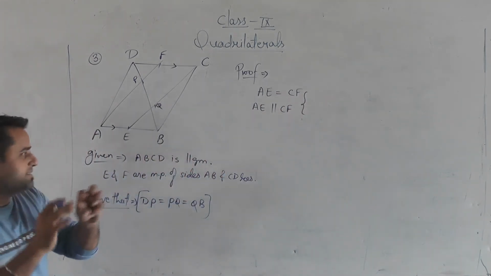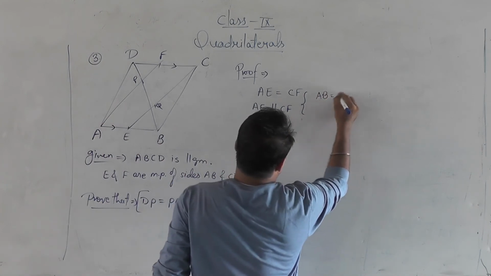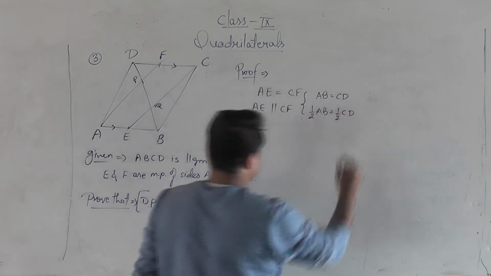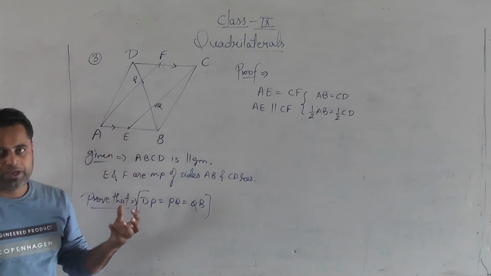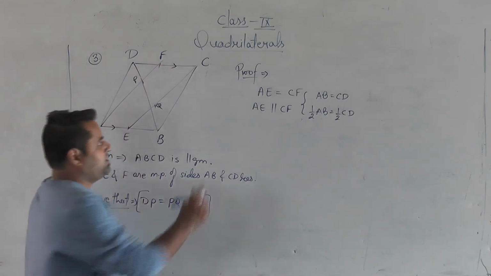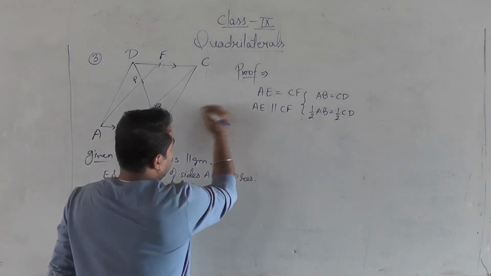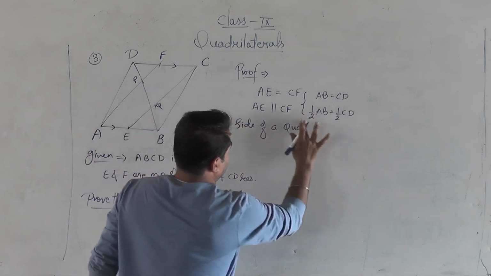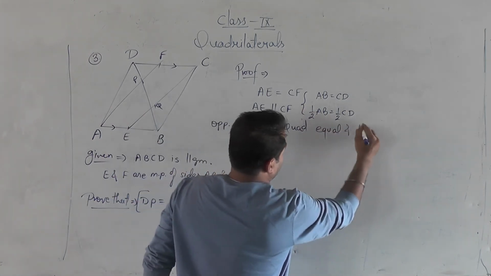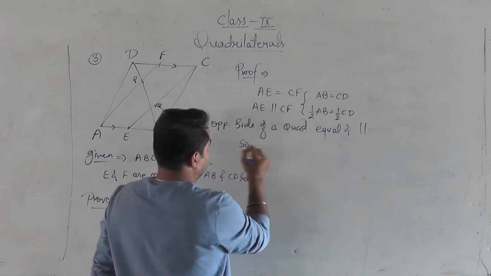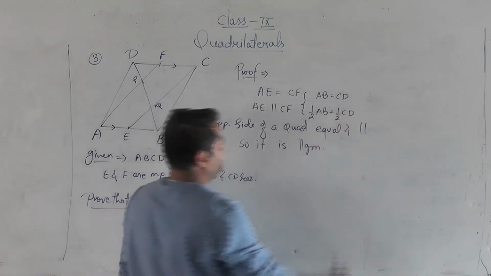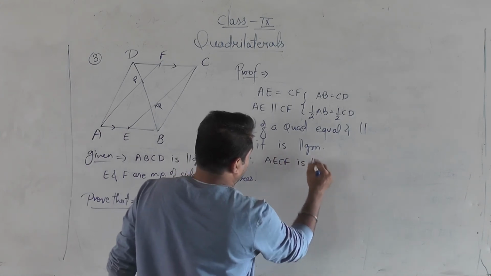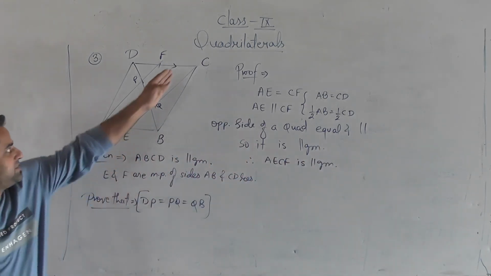Why is it so? The reason behind that is AB and CD are equal and parallel. Okay. So half of AB and half of CD, since they are the midpoints, their halves will also be equal, because the sides are equal. So these are equal and parallel opposite sides of a quadrilateral. Equal and parallel opposite sides happen only in a parallelogram. So therefore we can say that AECF becomes a parallelogram. Okay. So we declare that AECF is a parallelogram.